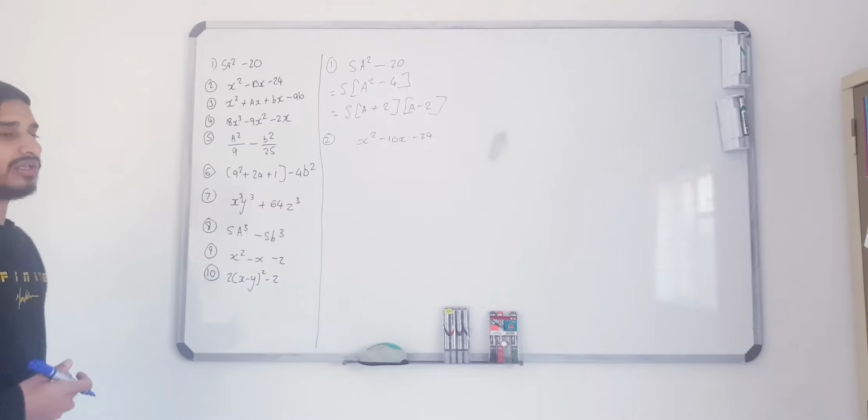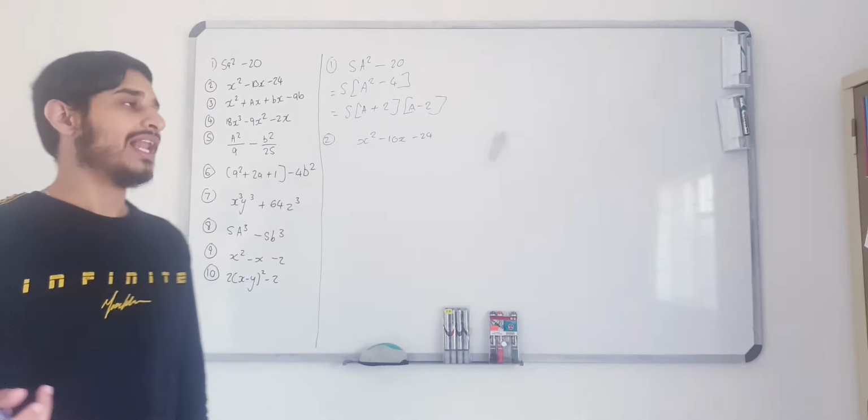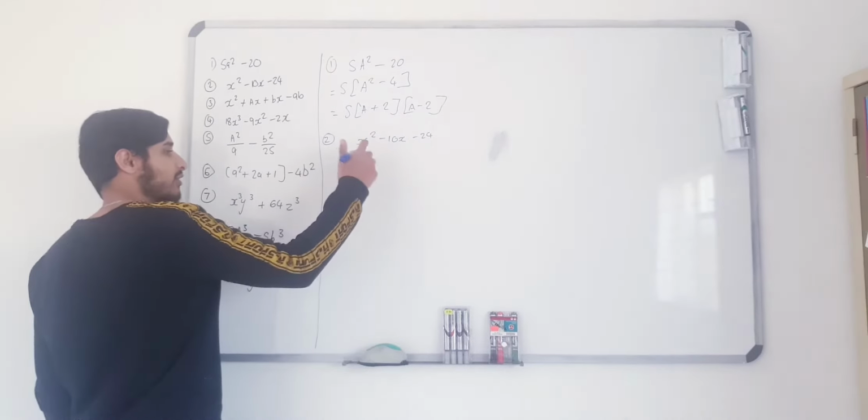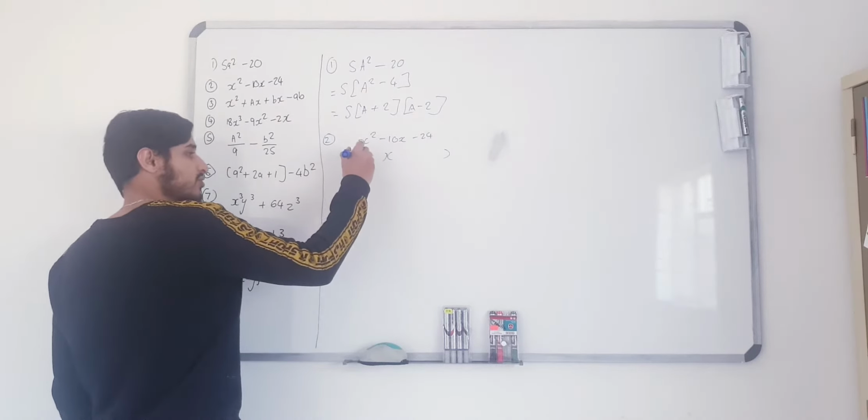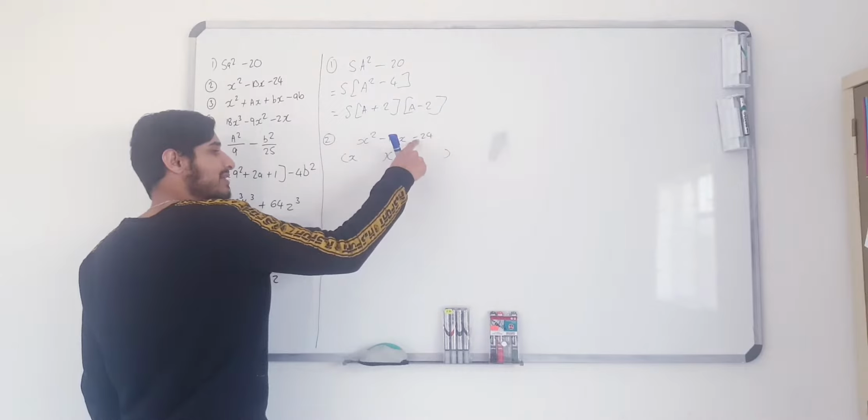But then the next rule that we can apply is a trinomial. Let's see. Do you think we can apply a trinomial here? Yes, I'm confident that we can. So remember, the first terms will be x and x. The last number is a minus.